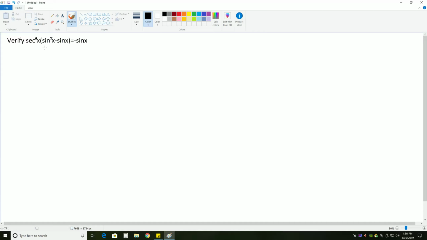The first thing that we can do to start off this problem is notice that we have a secant squared x multiplied to the outside of our parentheses. Let's change that to its reciprocal identity. So secant squared x is the same thing as 1 over cosine squared x times sine cubed x minus sine x.